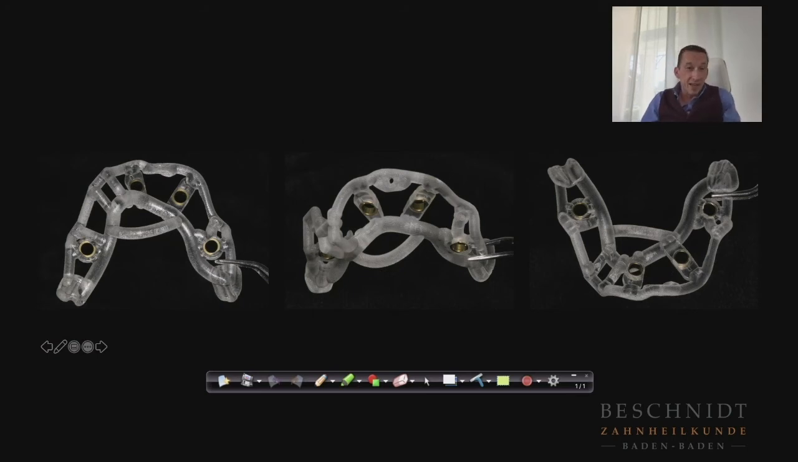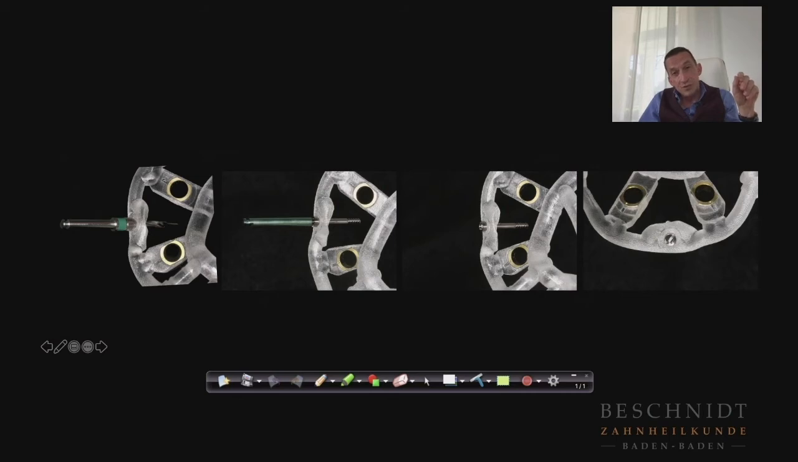So this was our drilling guide. And in cases of edentulous jaws, we need to fix the drilling guide very precisely because it's moving. For this, we use bone screws. In this drilling guide, we just placed 3 holes for bone screws just to screw in the drilling guide.